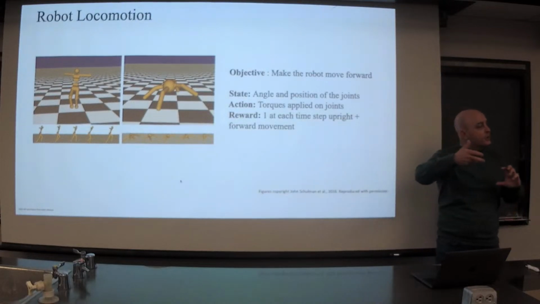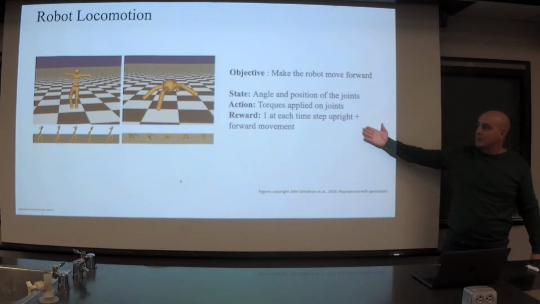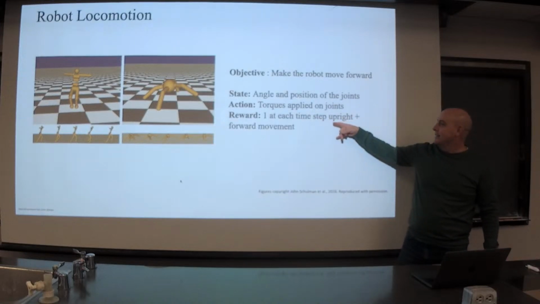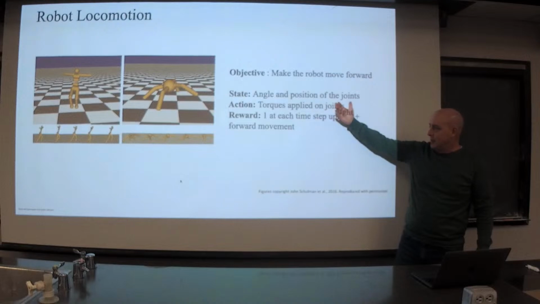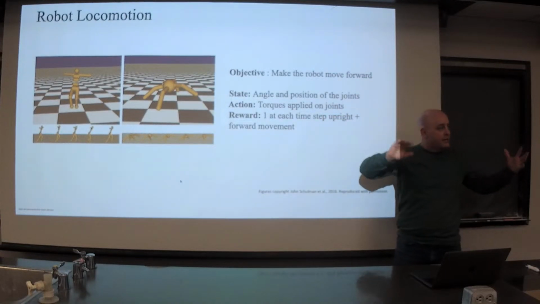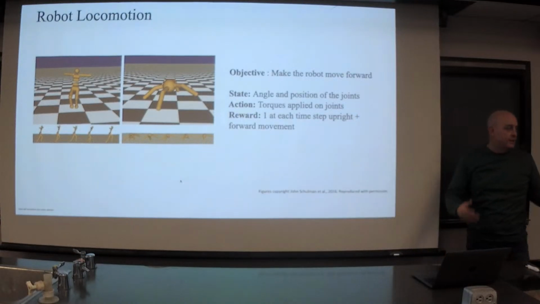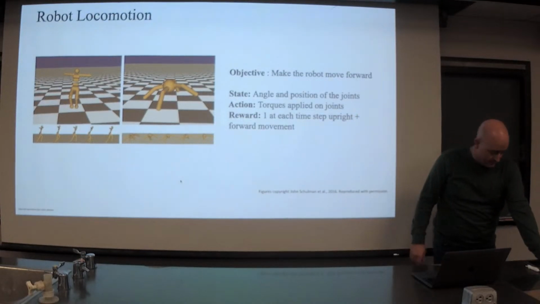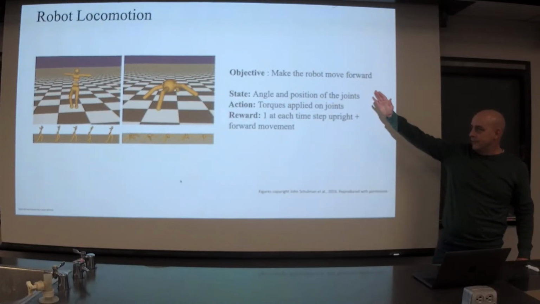Well, we can adjust those angles, so that looks like a force, like a torque on those joints. And then simply we reward it. Here's a simple way of rewarding it: giving it at each time step a positive reward, something like 1, when it's both upright and it's moved closer to the final destination, or moved further away from its initial location.